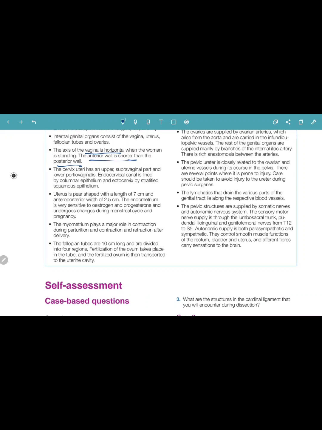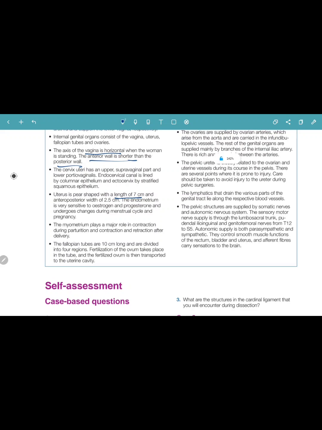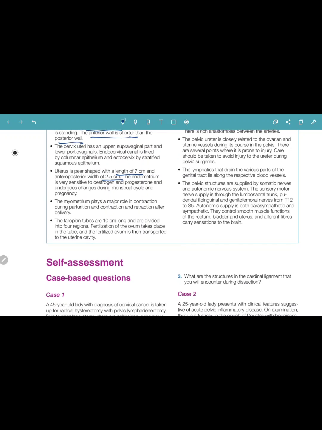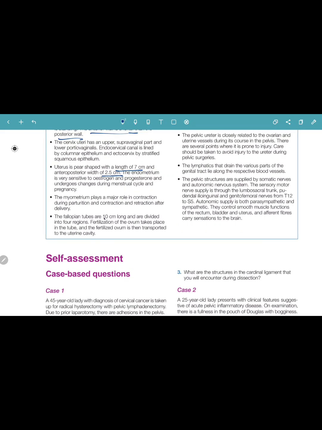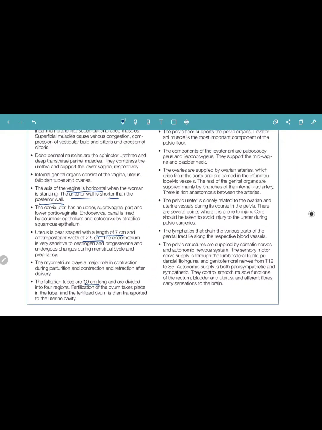Uterus is a pear shape with length of around 7 cm, that is 5 plus 2.5. Okay. Cervix is 2.5. Myometrium plays a major role in contraction during parturition and contraction and retraction during delivery. The fallopian tube is 10 cm long.